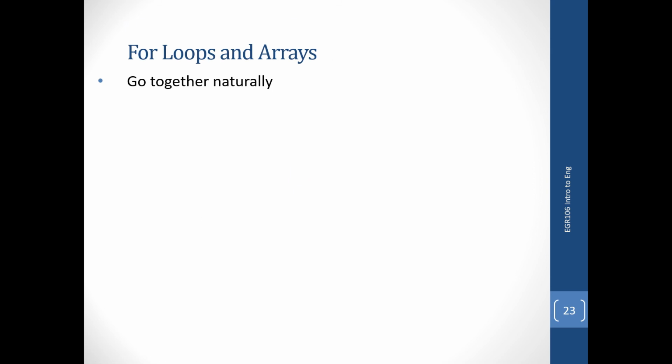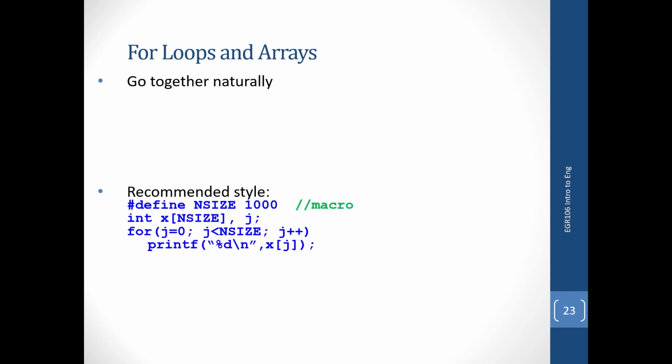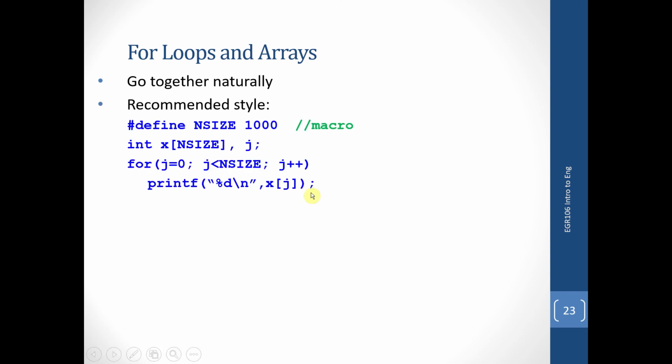I touched on this earlier, but because we usually know how many elements are going to be in the array, or we can figure it out, we use for loops a lot with arrays, especially when we're reading something in either through scanf or through a file, or we're comparing something. So let's look at this.